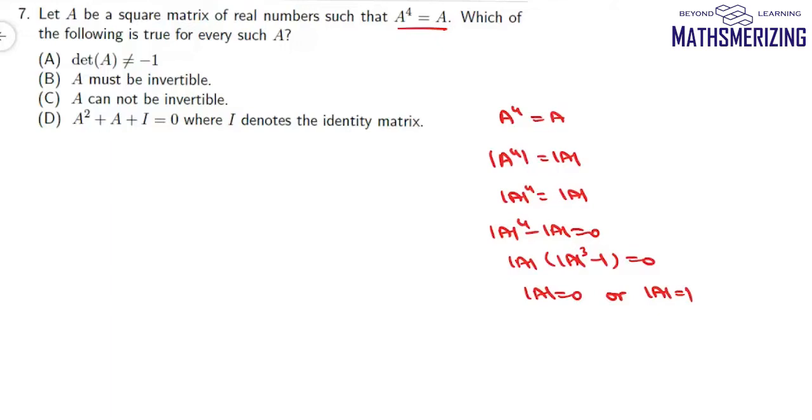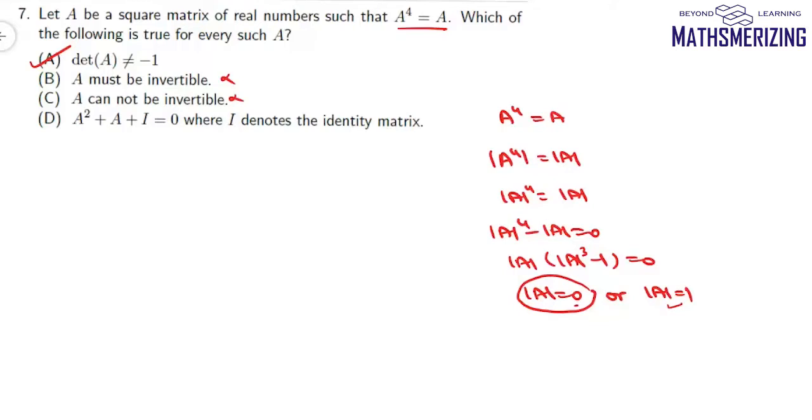So option number A is determinant of a is unequal to minus 1. We know that this determinant will be either 0 or 1. It cannot be minus 1. So that means option A is correct. Now, a must be invertible. Suppose we have the condition when determinant of a is 0. In that case, a won't be invertible. So option number B is incorrect. A cannot be invertible, so it is possible to have determinant of a equals 1. In that case, it'll be invertible. So this option is again not true.